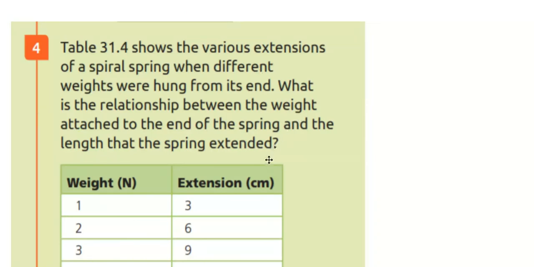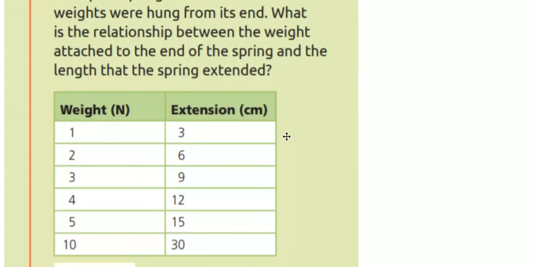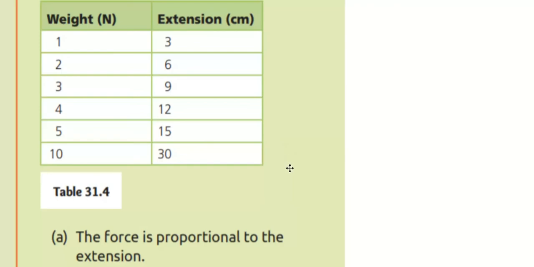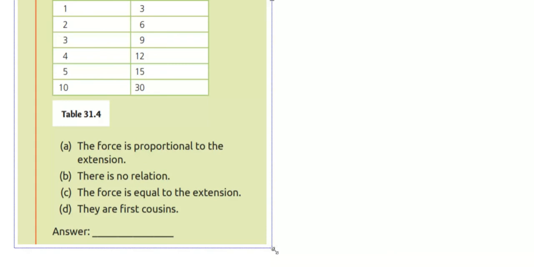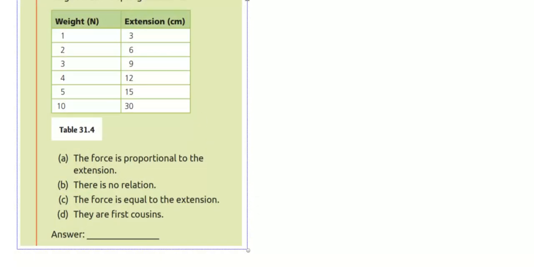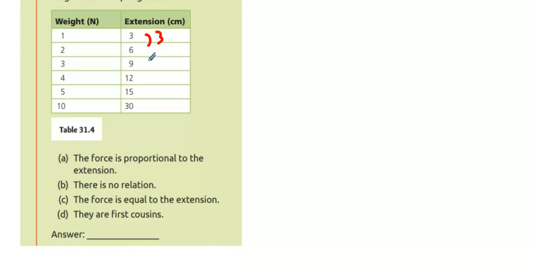Okay, 4. The table shows the extension of a spiral spring when different weights are hung from its end. What is the relationship between the weight attached to the end of the spring and the spring extension? Well, we can see that for every 1 Newton you put on, it extends 3. See the way it jumps up in 3s? That's because you're only going up in 1s. The last one goes up by a 5, which means it will go up by 15. The force is proportional to the extension. And no, they are not first cousins.